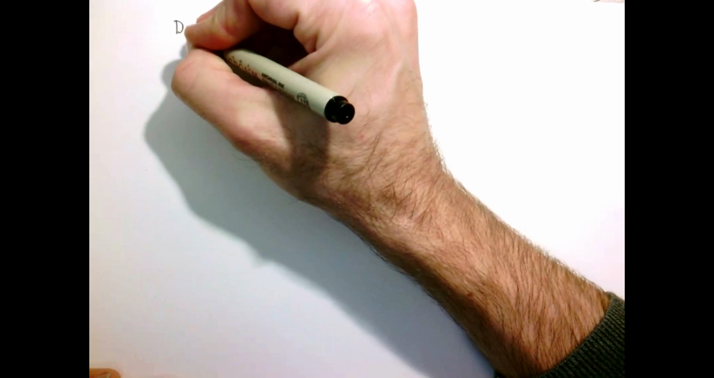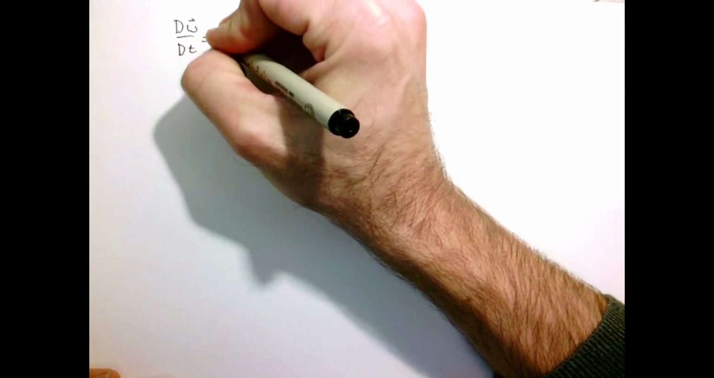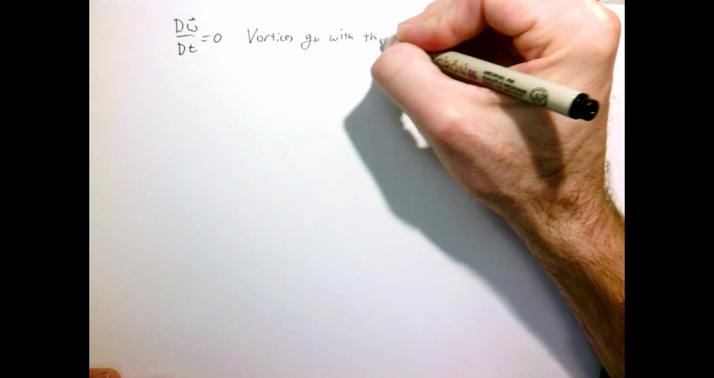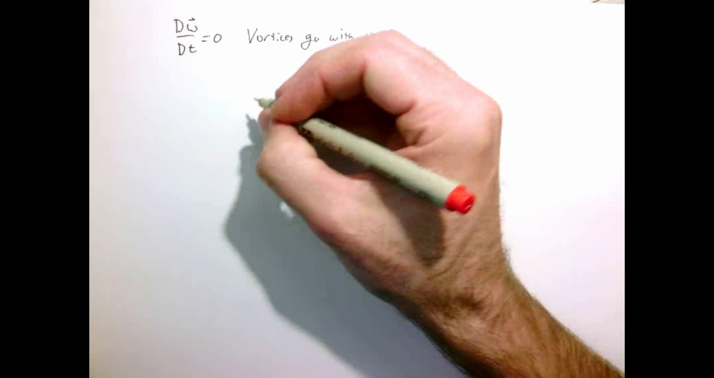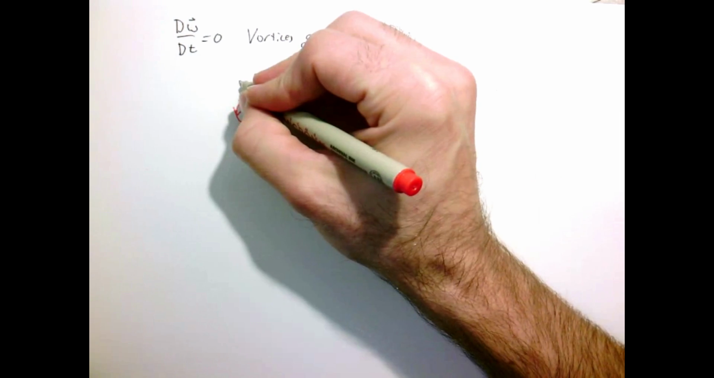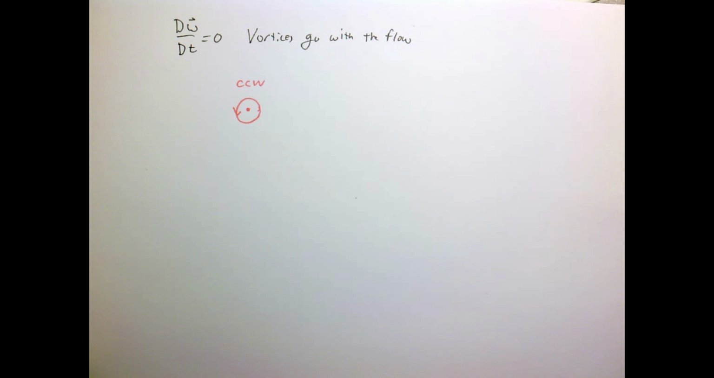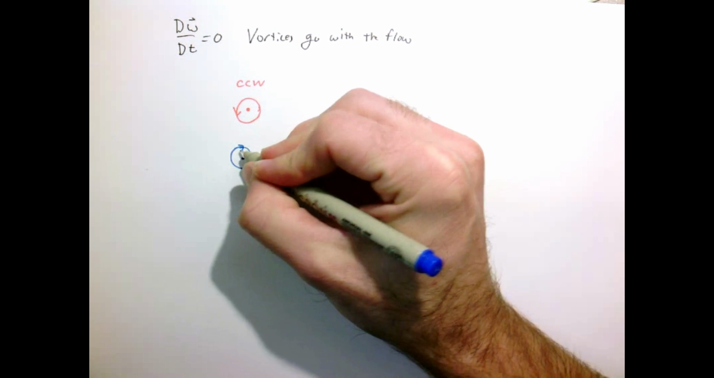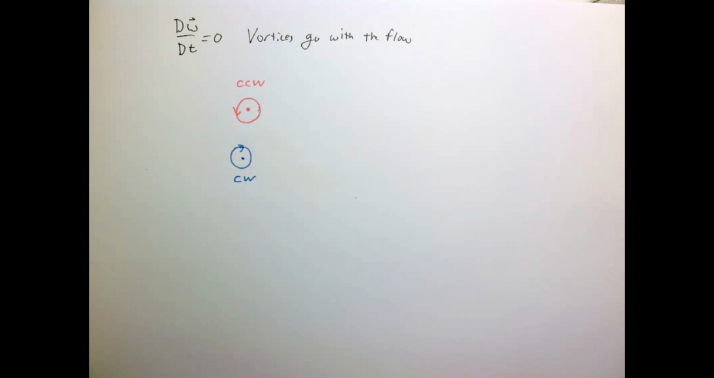So now let's see qualitatively a consequence of the fact that the material derivative of the vorticity is equal to 0 in 2D, or saying that vortices just go with the flow. Let's imagine a situation where I've started off with two vortices of equal strength. So we have a red counterclockwise vortex and a blue clockwise vortex. These have equal strength.